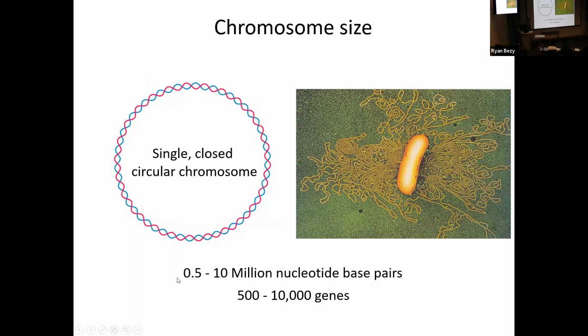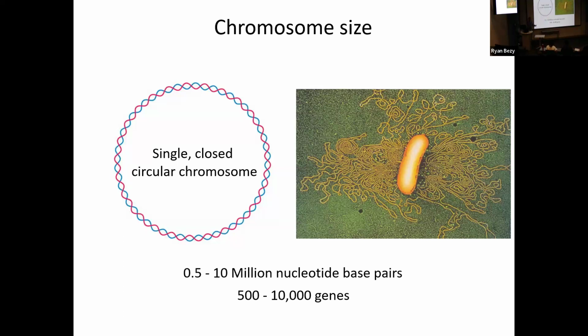Typically, on average, in prokaryotes, the chromosome size is about 0.5 to 10 million nucleotide base pairs long. And when I say nucleotide base pairs, I mean the A, T, Cs, and Gs. So it's anywhere from about 500,000 to 10 million A, T, Cs, and Gs long. For instance, Escherichia coli has a chromosome size of about 3.5 million base pairs. Certain species of cyanobacteria, photosynthetic bacteria, are up around the 10 million mark. That chromosome then codes for, on average, anywhere from 500 to 10,000 genes as well.